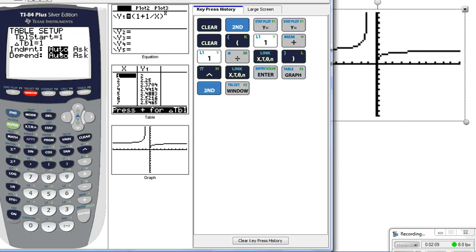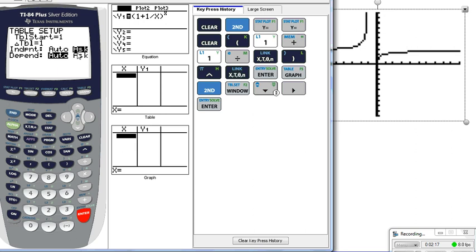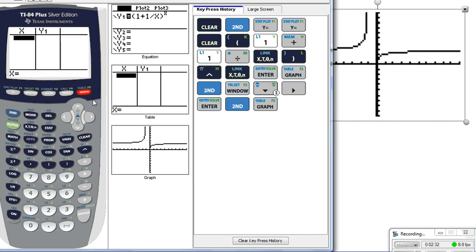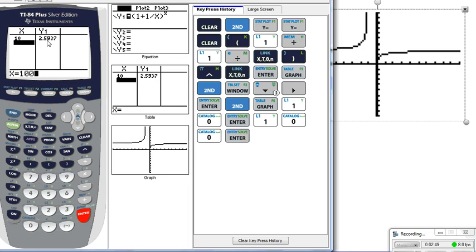From the table set, the independent variable, which means x, I'm going to set as ask. That means I get to input values for the independent variable, and the dependent variable, which will be y, will automatically be calculated. Let's start. In the beginning, what if I put 10 for the x value? Then on the y value, you will get something like 2.59. Then let's try to input maybe 100 this time.